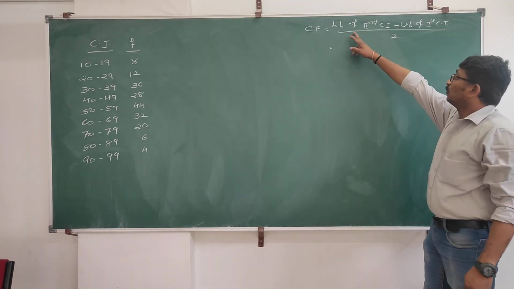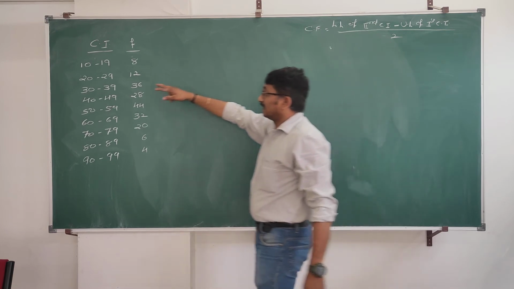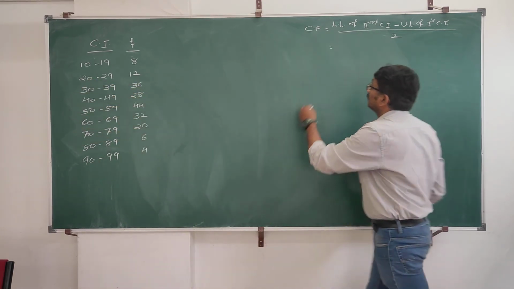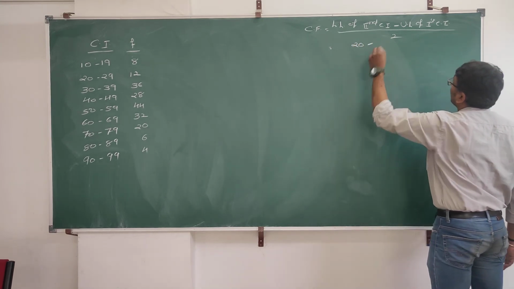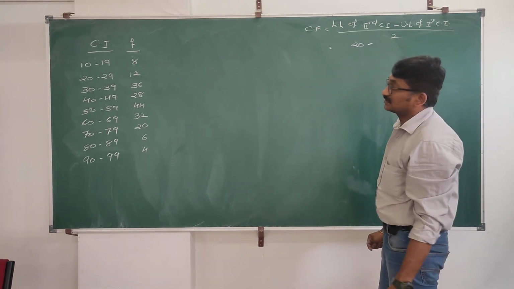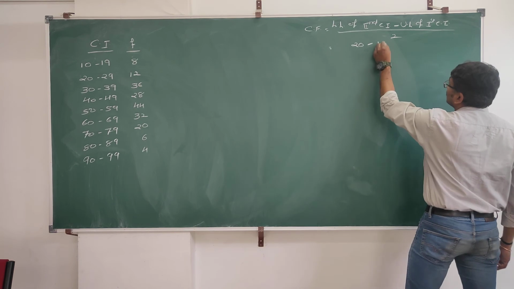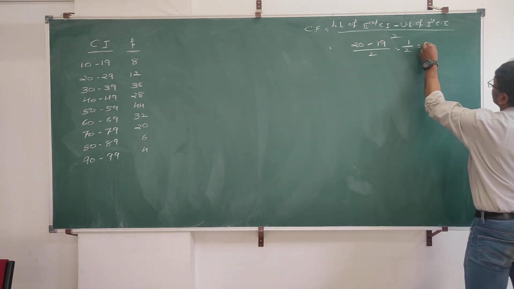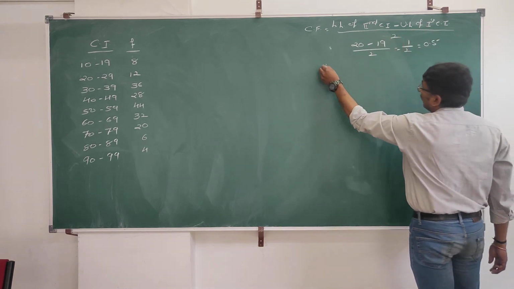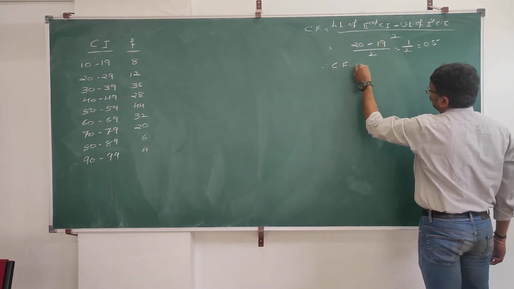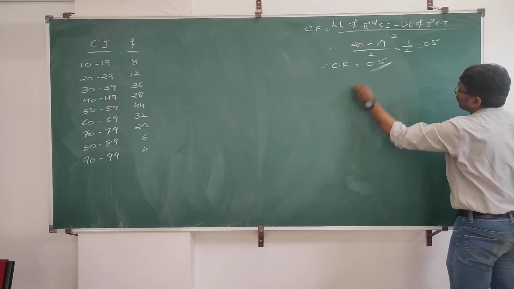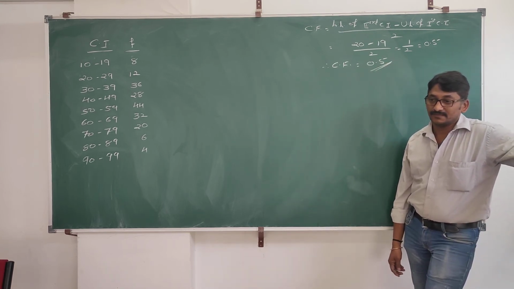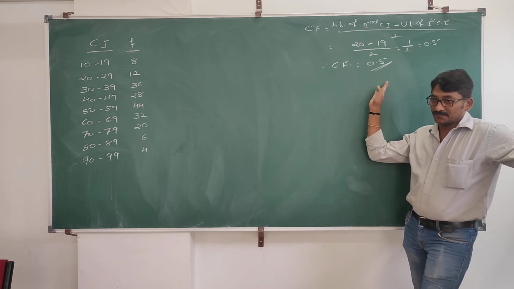Now see, lower limit of the second class. What is the second class here? 20 to 29. What is the lower limit? 20. So 20 minus the upper limit of the first class, which is 19, divided by 2. So again it is 1 upon 2, which is nothing but 0.5. Therefore the correction factor value is again 0.5. Up to this is clear?